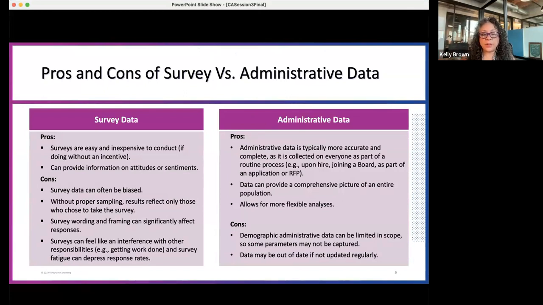The cons of administrative data is it's limited in scope because you can only ask so many personal questions or individual questions of folks along the way. And if you don't update it regularly, then obviously it becomes out of date. So you have to make sure that the data is updated as new people come into your situation, as your clients, as you get new employees. You have to be sure that you're requesting that data to keep it up to date.